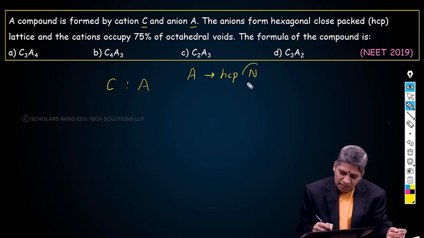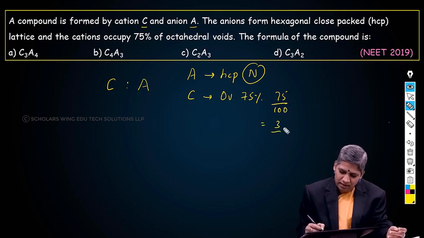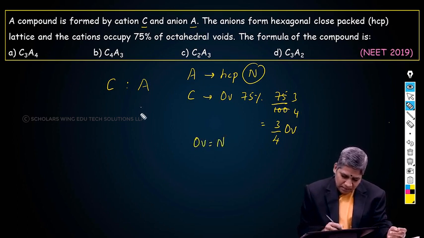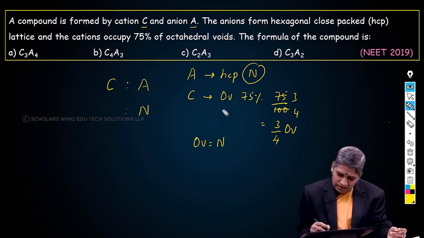That means we need to take it as N lattice points. And the cations occupy 75% of octahedral voids, OV, that is 75 by 100, nothing but 3 by 4, isn't it? 25 threes are 75, 25 fours are 100. So this is 3/4 of OV. And we know OV is equal to N. So A is N, and C is at OV, and OV is equal to N as per the formula.